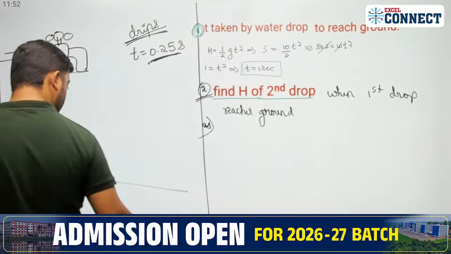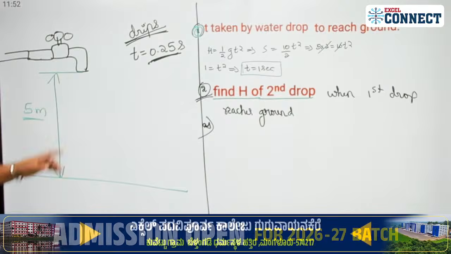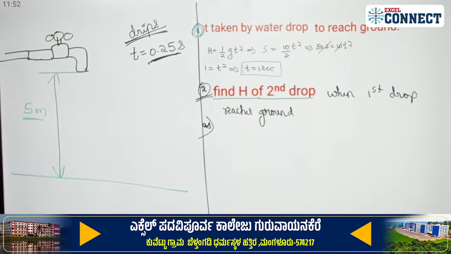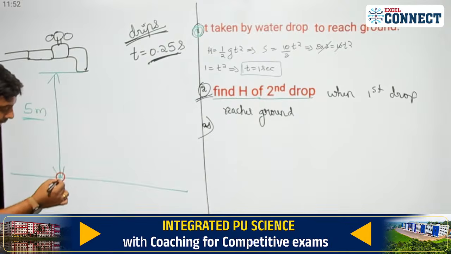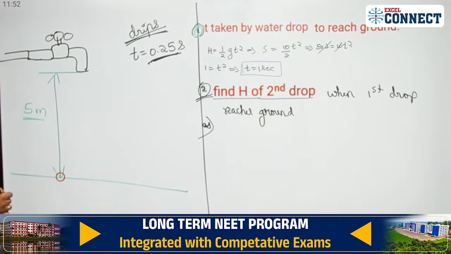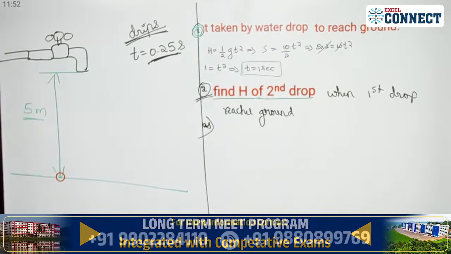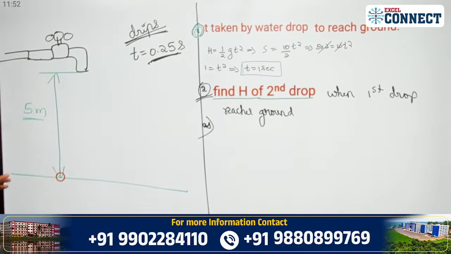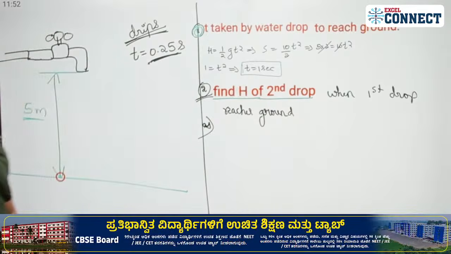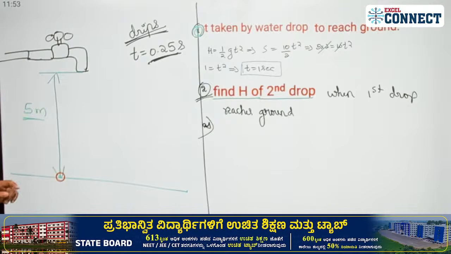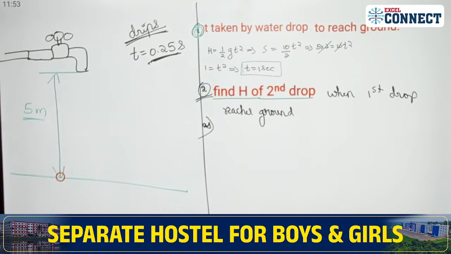So, find the height of second drop when first drop reaches the ground. So, first there is a drop at ground, right? This is the first drop. What is the time taken by the first drop to reach ground? It is calculated here, 1 second, right? Every drop takes 1 second to reach ground. So, time taken by first drop is 1 second.